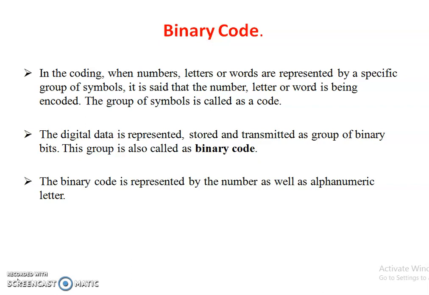So the binary code can represent numbers, letters or alphabets and special characters. And binary codes are classified as numeric and alphanumeric codes. The numeric codes represent numbers and alphanumeric codes represent alphabets and characters.